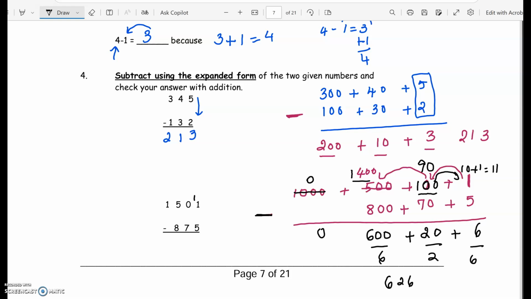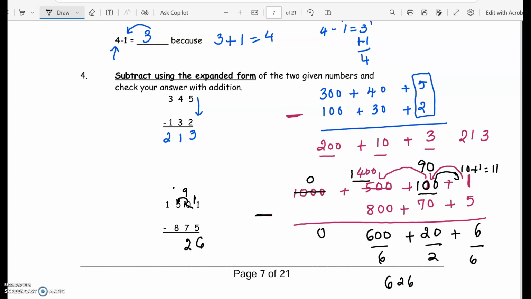5 is too large to be subtracted from 1, so we borrow a 1. But where does the 1 come from? The 0 doesn't have a 1 to give. So it borrows a 1 from here, becomes a 10, and then the 10 becomes a 9, and that's how you get a 1 here. 11 minus 5 is equal to 6. 9 minus 7 is equal to a 2.